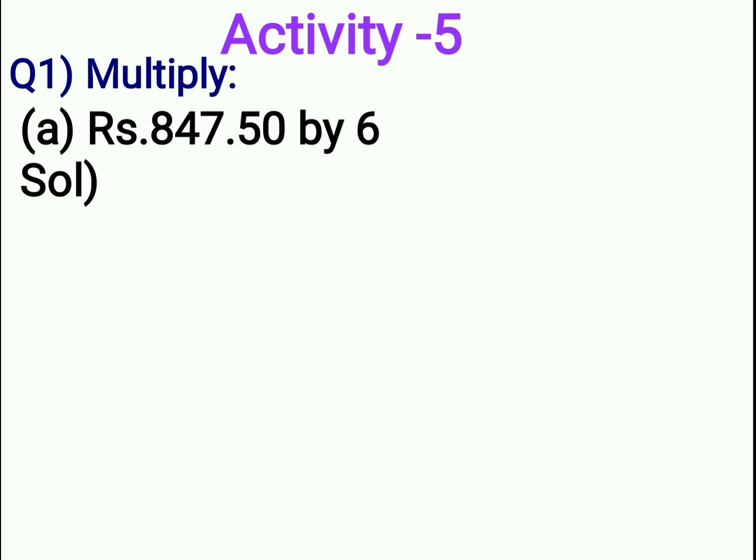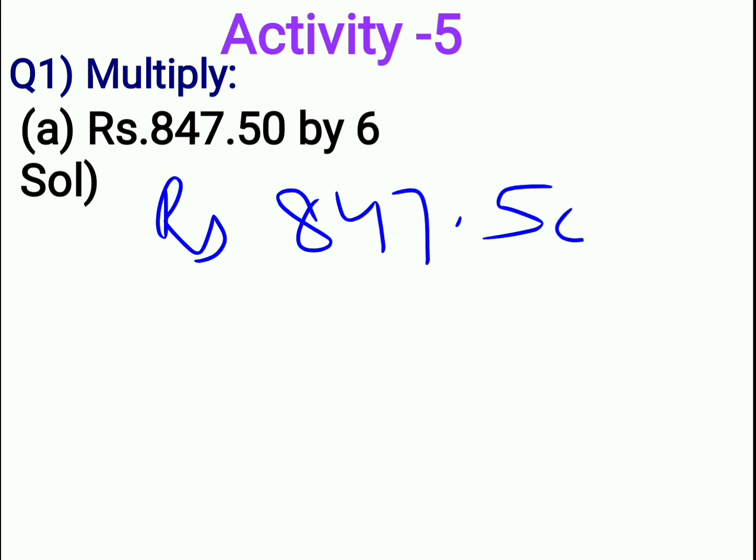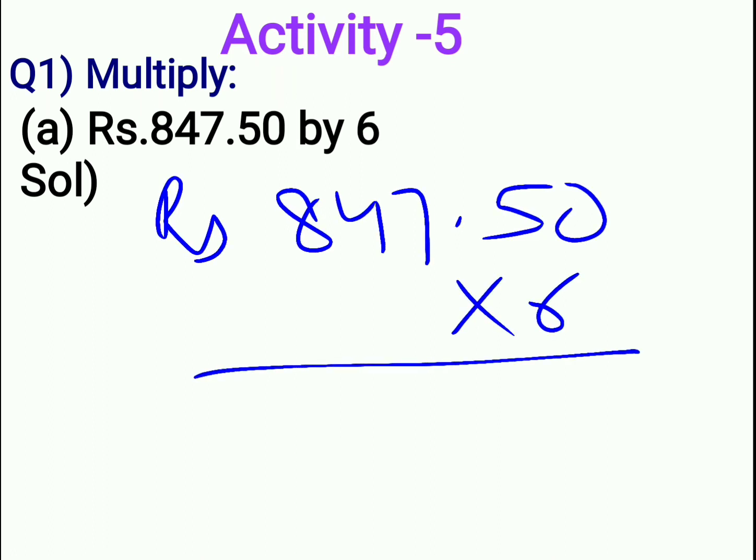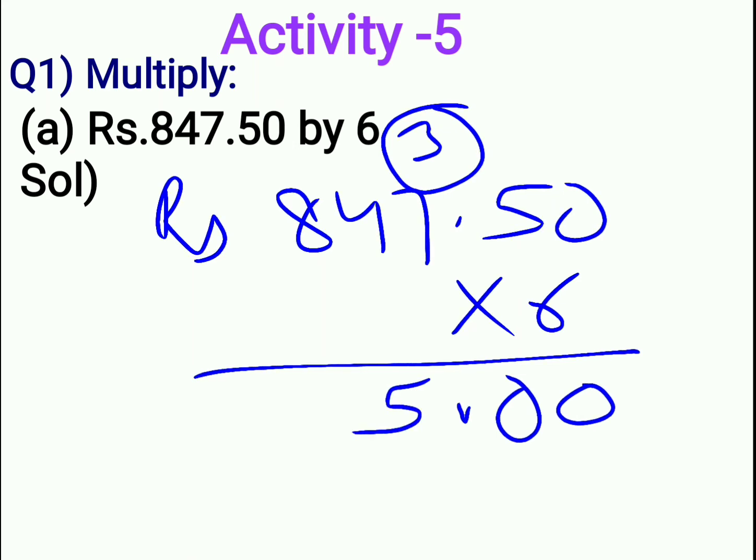These are simple questions. You have to do simple multiplication. Clear? Now you write rupees 847.50 and multiply by 6. 6 zeros are 0. 6 5s are 30. So 0 will come here and 3 will go on 7. 7 6s are 42. 42 plus 3 is 45. So 4 will go on.